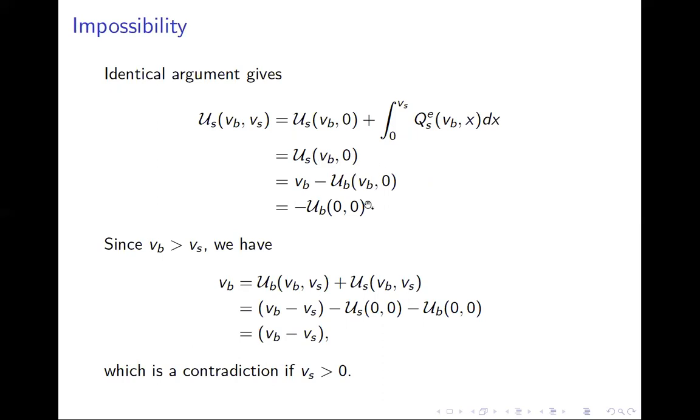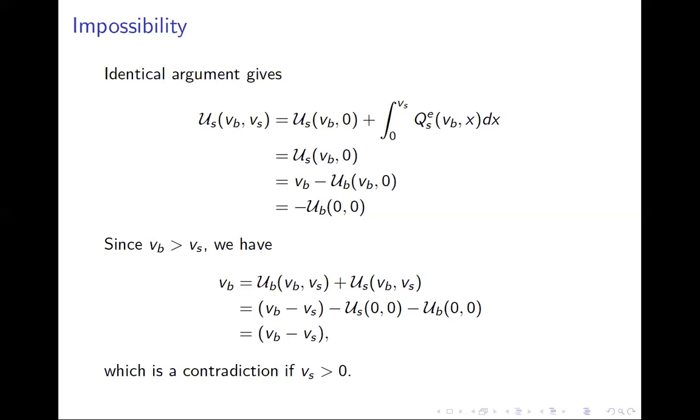So we get this from algebraic manipulation. The last step will again use the payoff equivalence formula for the buyer. If you expand U_B(V_B, 0) as U_B(0,0) plus that integral, then you will get that this is equal to this.